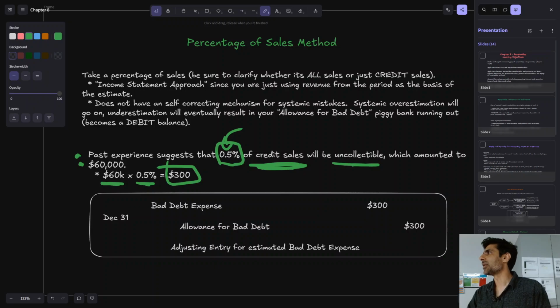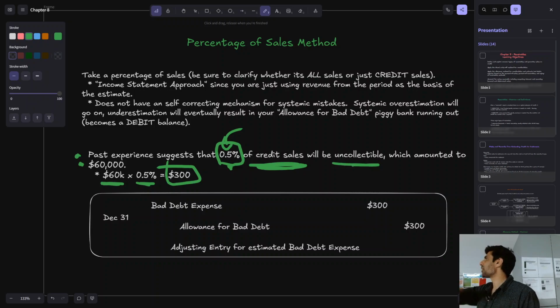But again, in this class, you're just going to be told that there's a whole large analysis to come up with this 0.5%. Where did that come from? That's the next question, and that is much more complicated. You have to see the history of the company, all their collectibles.